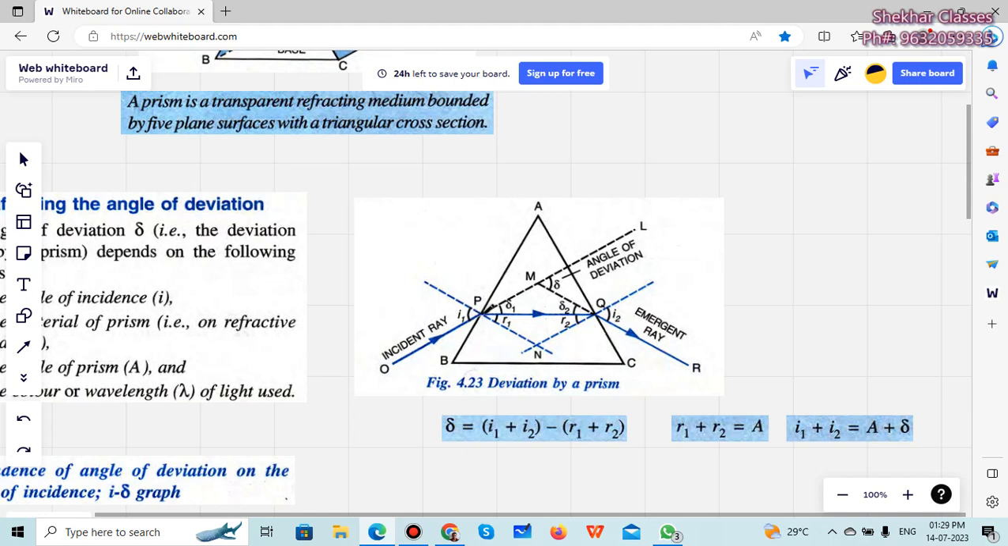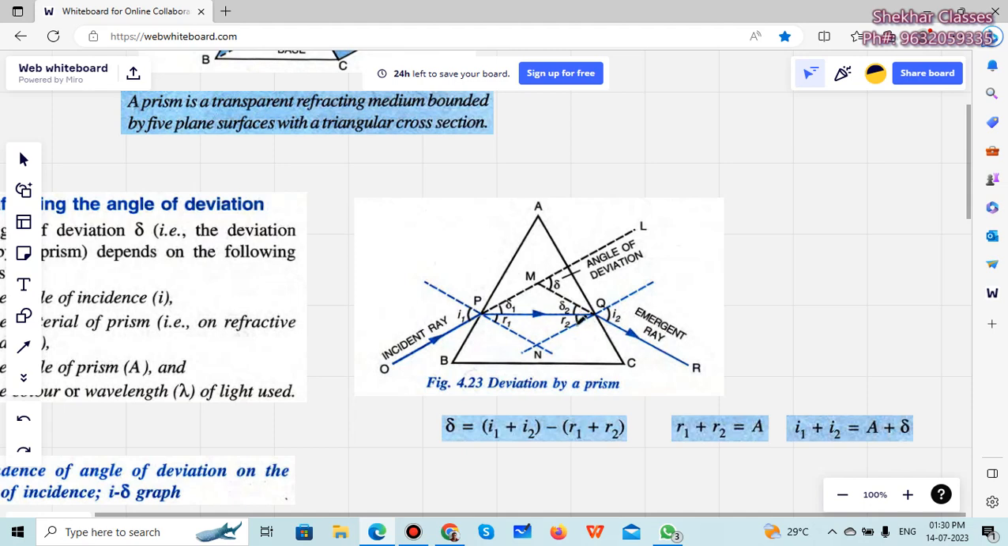The angle it makes with the normal is called the angle of refraction, which is termed R1 here, and this is the angle of incidence I1. Then this is the denser medium. Now the ray is coming from a denser to a rarer medium. Again, you draw the normal. You can see this is the normal that we have drawn, and from the normal it will bend away from the normal. Why? Because it is from denser to rarer medium.